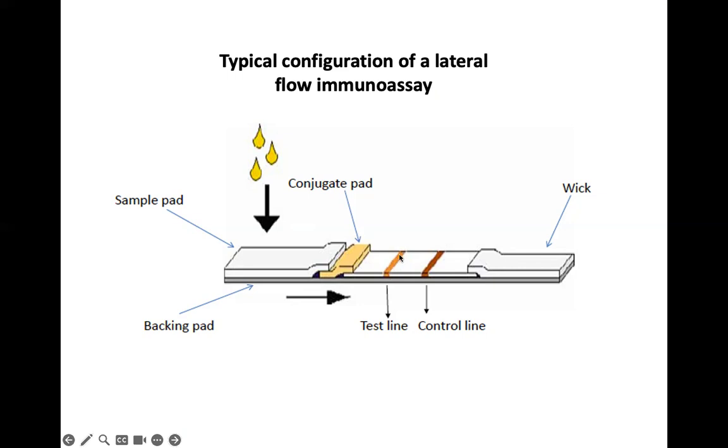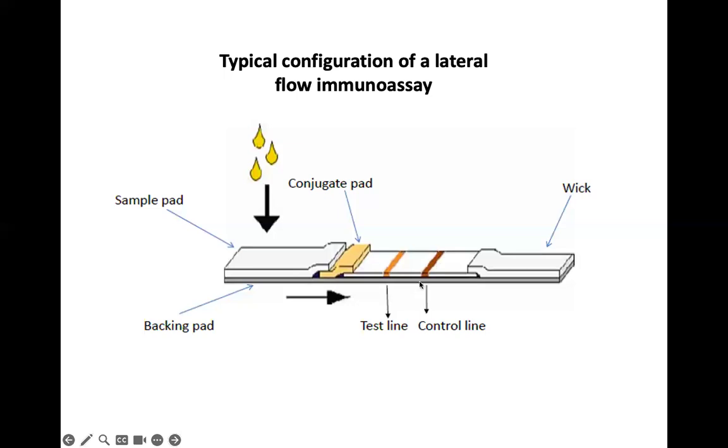If there is interaction, meaning that there is the targeted virus, the targeted protein, or the targeted bacteria in the sample, then there will be interaction of the targeted bacteria or virus with the antibody here. Then the test line will appear, and the conjugate pad's capture antibody will also interact with the control line.